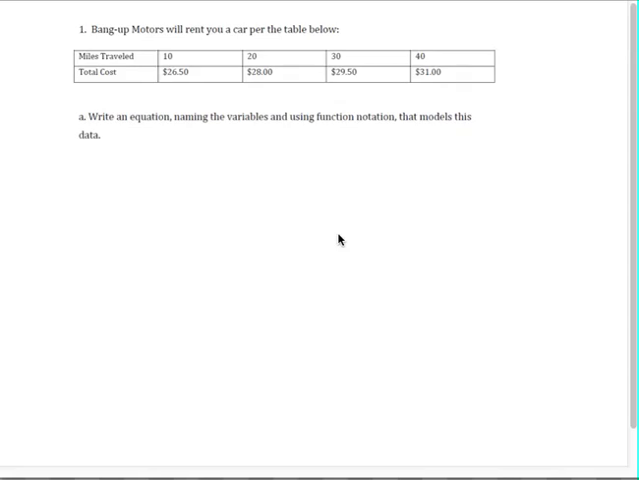The first step is always to identify the independent and dependent variable. So we have the total cost and the miles traveled. Easily identifiable from the left-hand side of the table here, right? They're written right in the first column. Okay, so we have to decide which one is which.